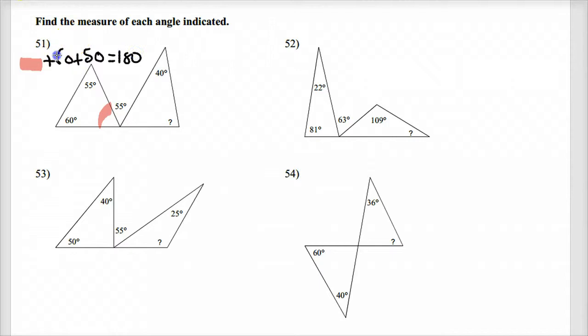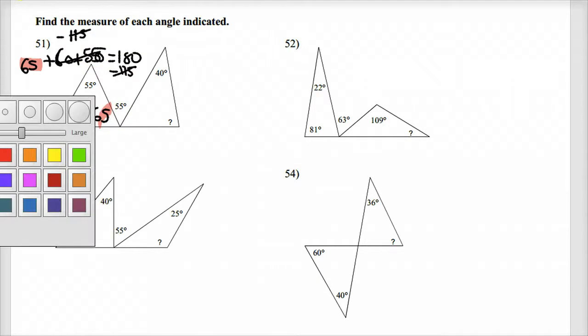Well, that's 55, not 50. Those two together make 115. So if I were to subtract 115 from both sides, what would we get? Well, let's see. That would tell me that the red one should have been 65. So this right here is 65.